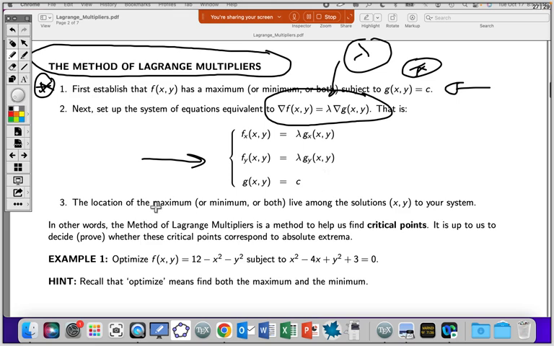And then the Lagrange theorem says the location is going to be among the solutions to this system. So you're going to get some answers here. The biggest answer you get is going to be the max if you've argued there's a maximum. The smallest answer is going to be a min if you've argued there's a minimum. So it's kind of like when you had Fermat's theorem in Calc 1, you get a list of candidates. If you're going to have a max or a min, it's going to be one of these that we get out of the system.